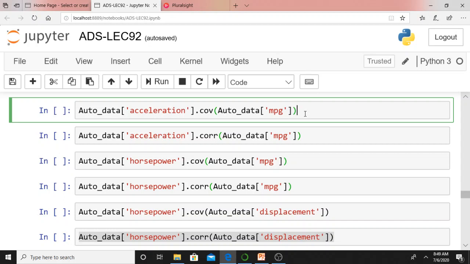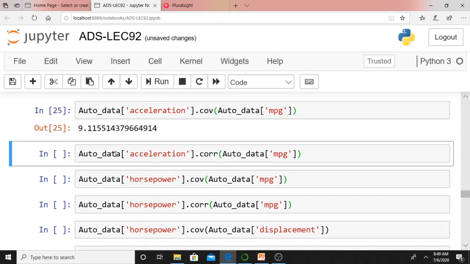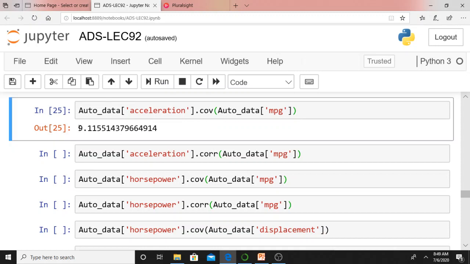Let me run this simple code. If I run, what will I get? I am getting 9.11551437, something like that. What does it mean? It indicates a positive relationship. 9.1155 means it's a positive relationship. However, it is hard to interpret the magnitude of covariance. That's what I discussed in my previous lecture. It's hard to interpret covariance, isn't it?